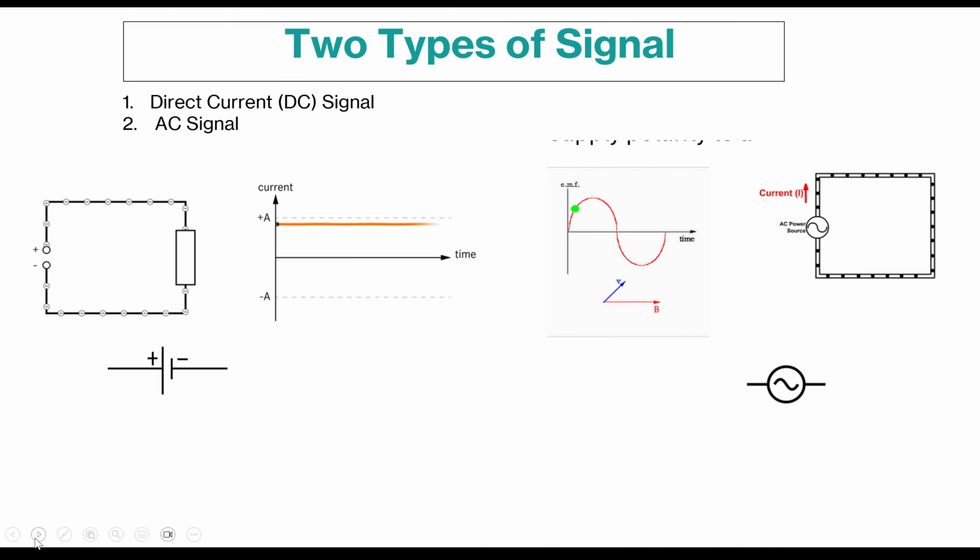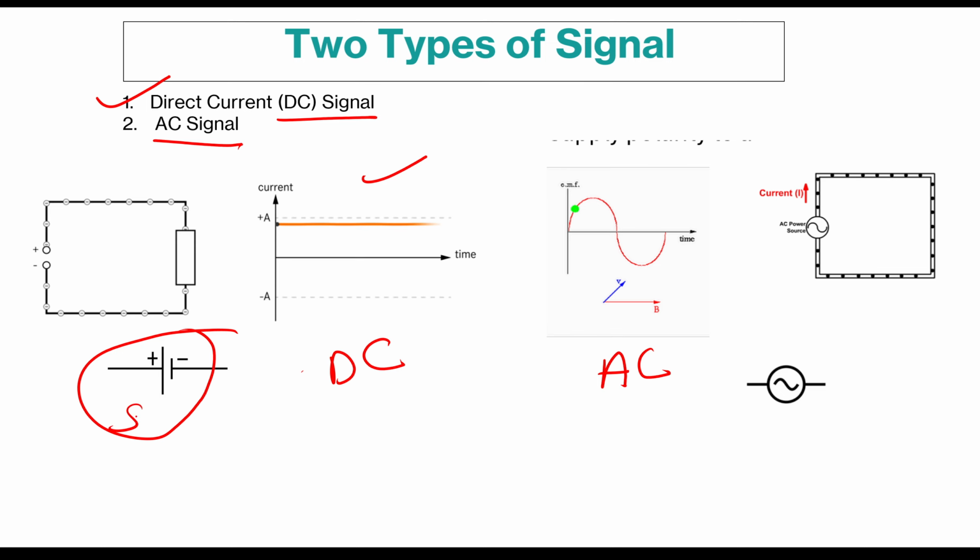Now there are two types of signal. One type is the DC signal, and the other type is the AC signal. This is a diagram of the DC signal, and this is the diagram of the AC signal, and this is the symbol of the DC, and this is the symbol of the AC signal.